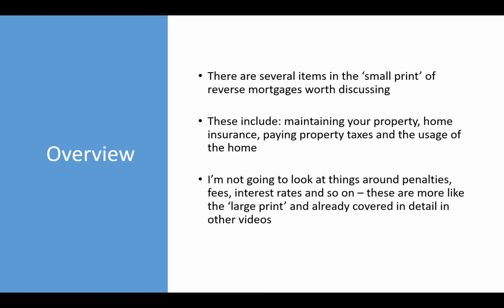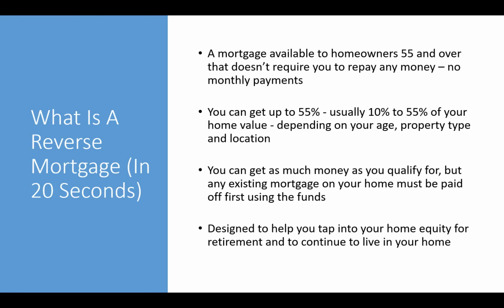Before I get started, as I like to do at the start of every video, I'm going to explain what a reverse mortgage is in 20 seconds. It's a mortgage for homeowners 55 and over that doesn't require any monthly payments. You can get 10 to 55% of the home value depending on the age, property type, and location. You can take as much money as you qualify for, but any existing mortgage must be paid off first. And it's designed to help you tap into your home equity for retirement and to continue to live in your home for the rest of your life.